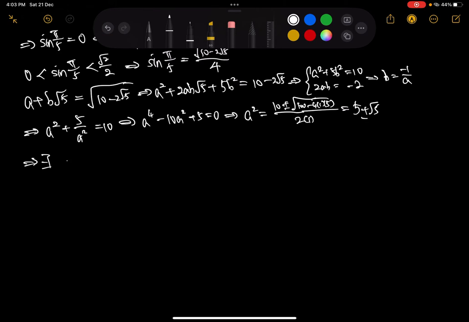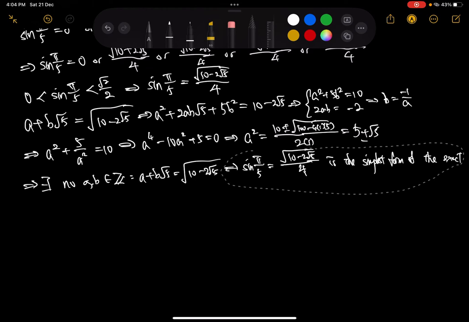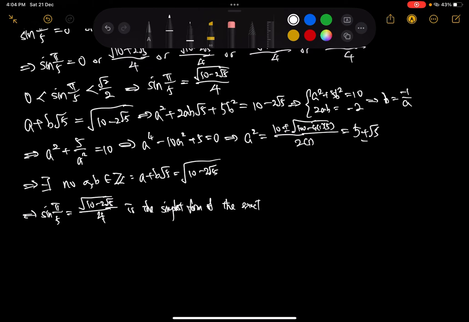There exists no a, b belonging to the integers such that a plus b root 5 is equal to root 10 minus 2 root 5, which implies sine pi over 5 equal to the answer above, root 10 minus 2 root 5 over 4, is the simplest form of the exact answer. Let's write that down at the end so it looks better. Answer.